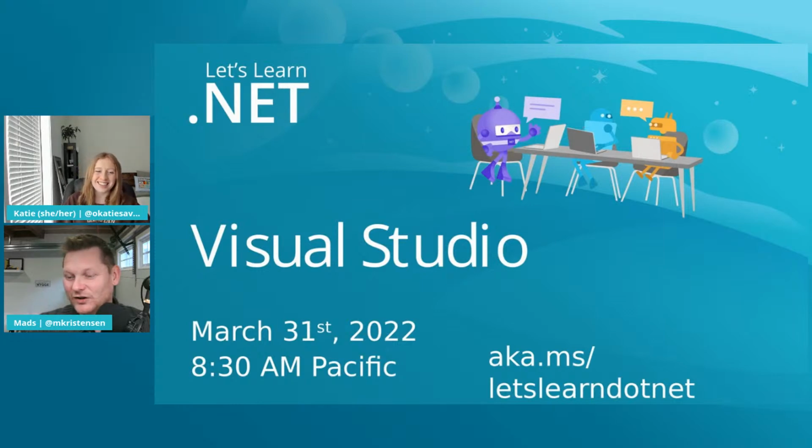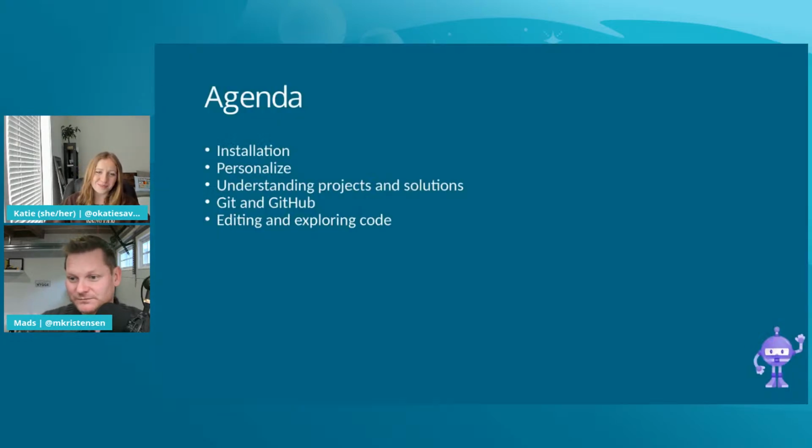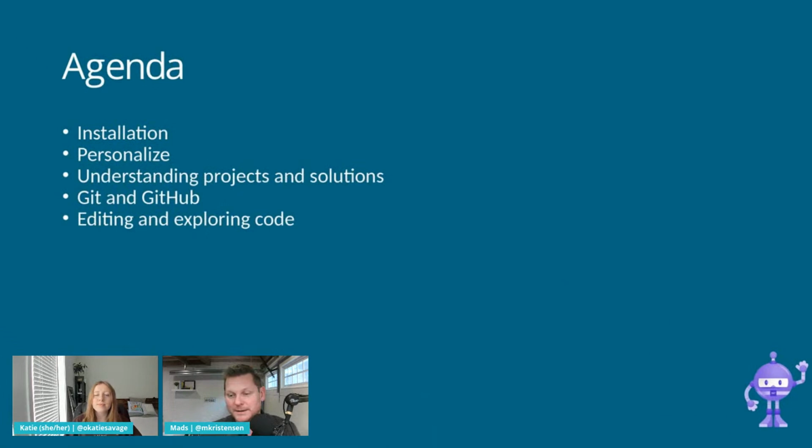Alright. So here's what I was thinking we would do. We would go over, well, how do you get Visual Studio? And there's some different versions of Visual Studio, so which one is the right one for you? Then we want to personalize Visual Studio, and what I mean by that is to make it feel like home. So the thing is, when we write code, we spend a lot of time sitting in our editor of choice. In this case, it would be Visual Studio. And so we want to make sure that it feels as much like home as possible.